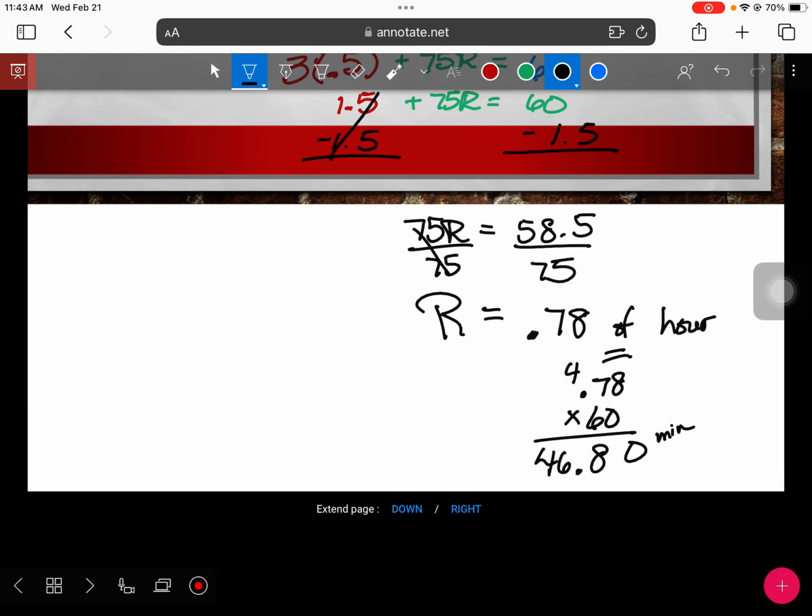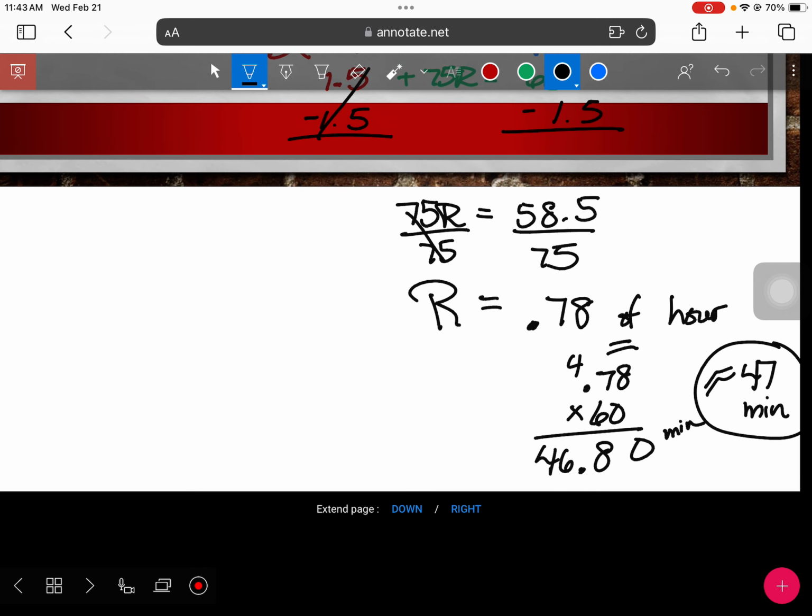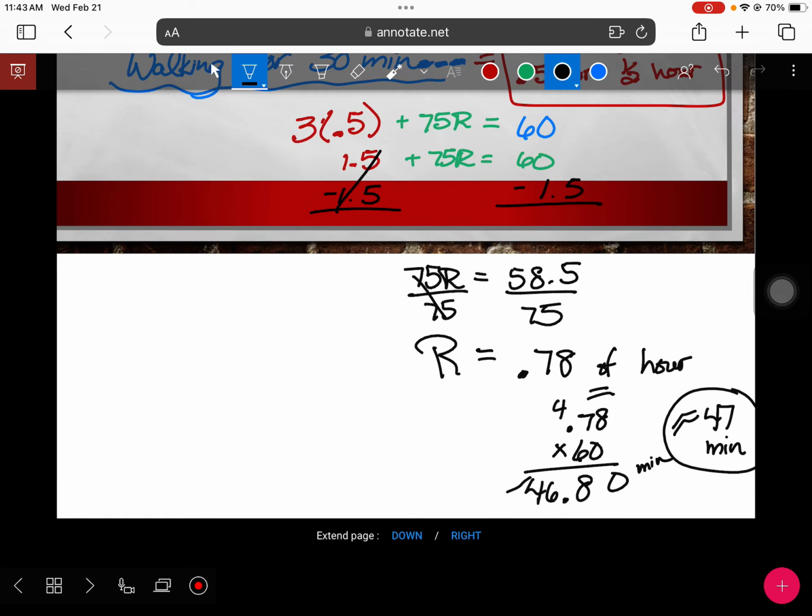And you usually wouldn't tell somebody I went 46.8. You probably wouldn't even say 47, but you could say 47. You'd say like 45 minutes is what you'd say. But 47 is what it rounds to. So you were in the car for 47 minutes riding, and you were walking for 30 minutes.